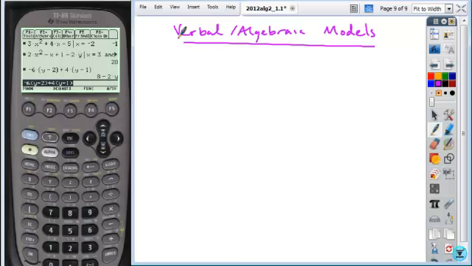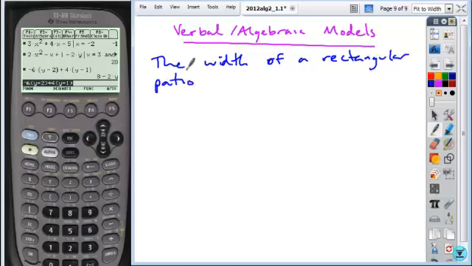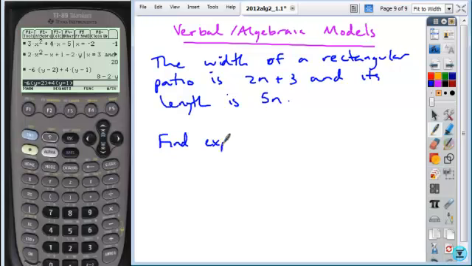Okay, and so I'm going to write a little problem here. Again, you can copy it down or just go through the problem. Okay, but if I give you a rectangular patio, the width is given as the expression 2n plus 3, and its length is given as 5n.